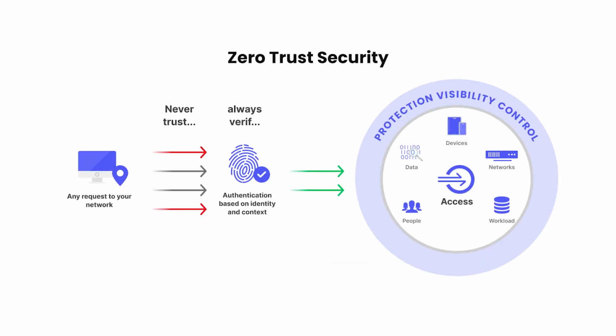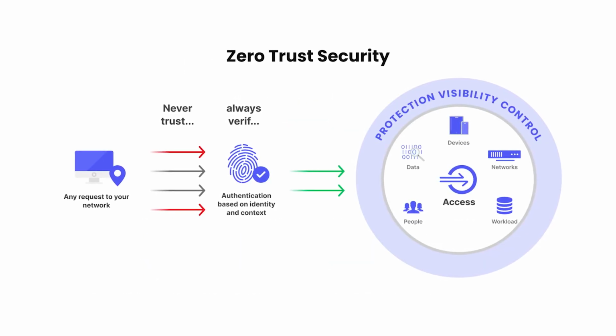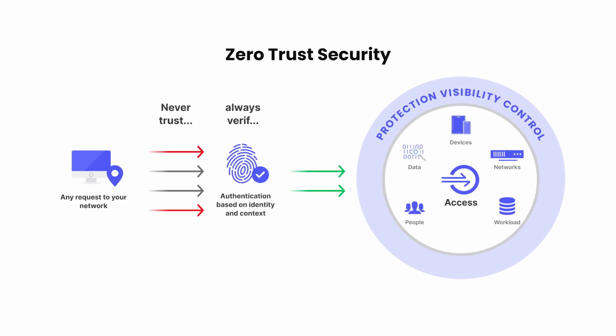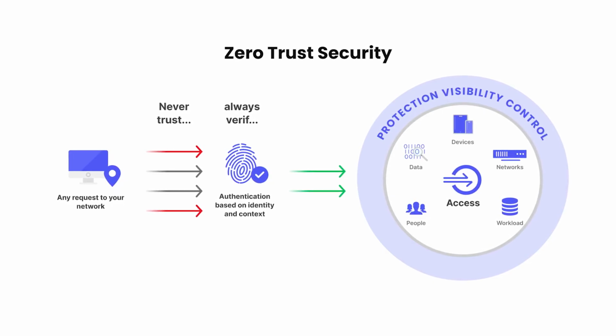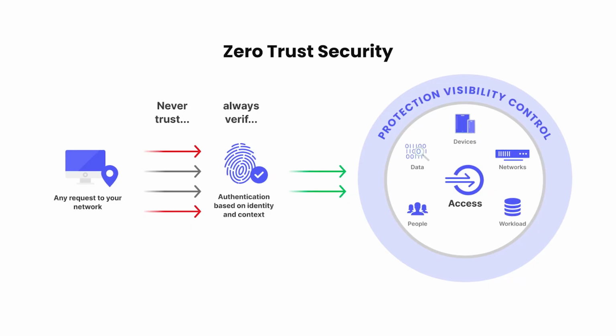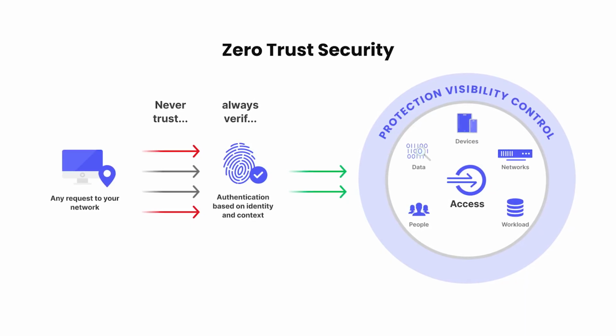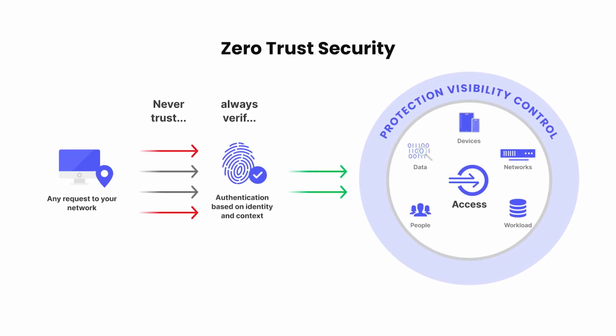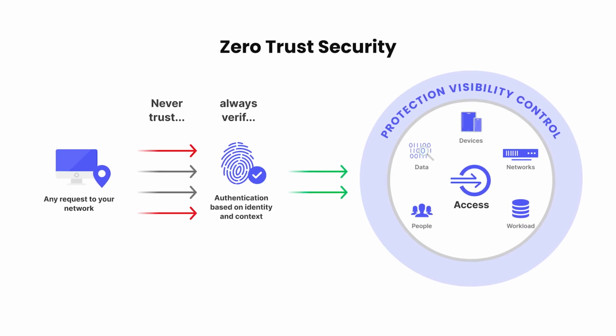Now let's look at the concept of zero trust. Traditionally, perimeter security operates by trusting internal network users and devices while blocking external threats, but this has become insufficient due to the rise of remote work and increased reliance on cloud-based services.